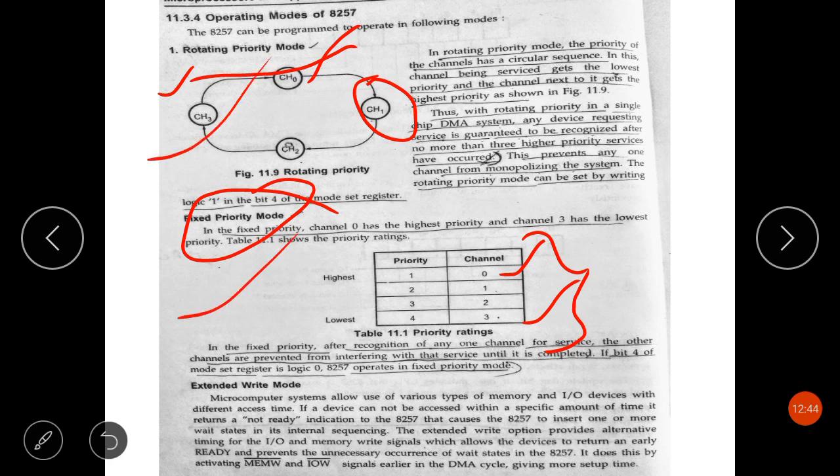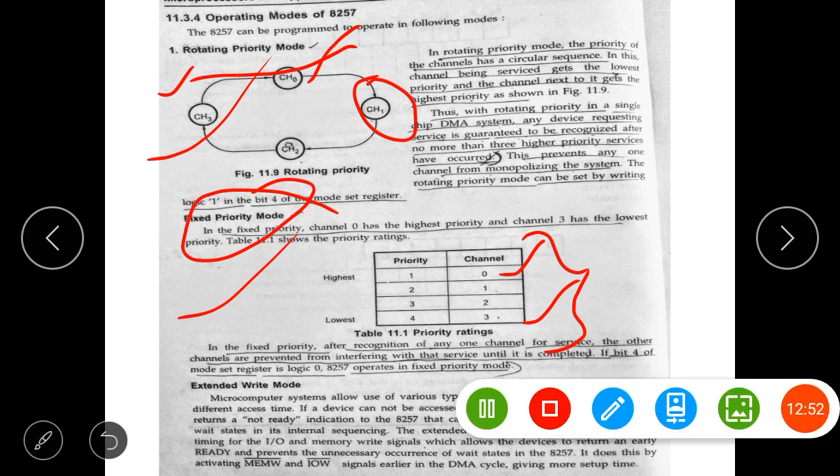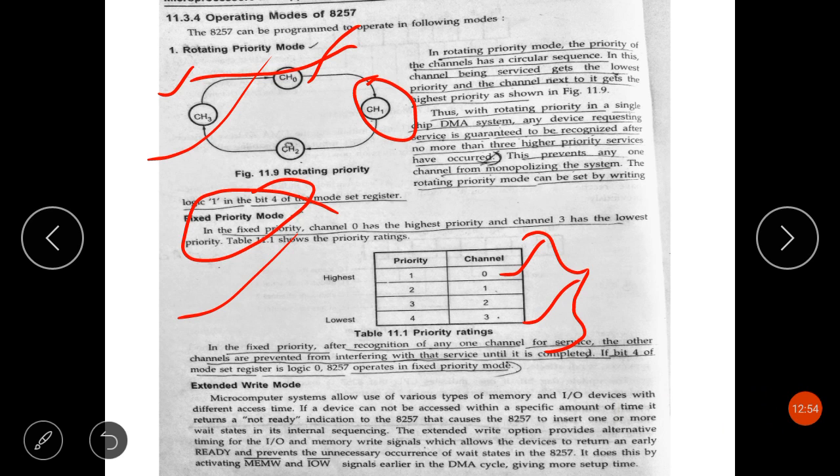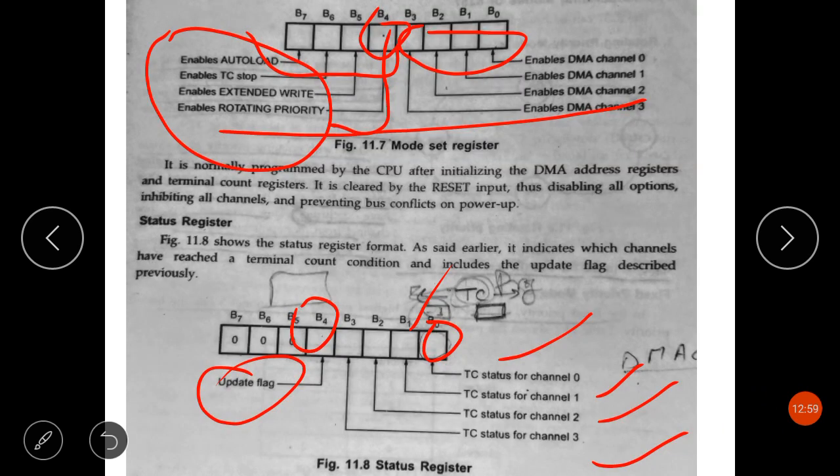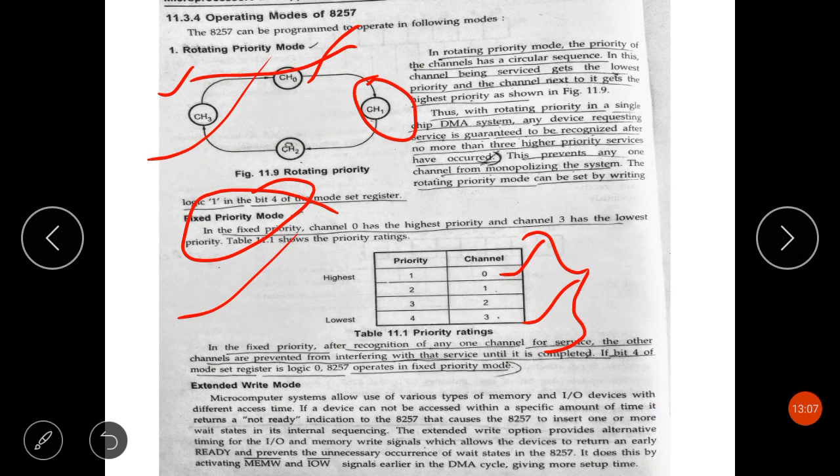Now the next operating mode is extended write mode. As we can see in the mode set register, we have auto load mode, TC stop mode, extended write mode, and rotating priority mode. Rotating priority and fixed priority mode I have already discussed. Next is extended write mode.